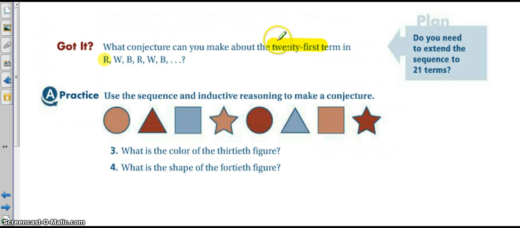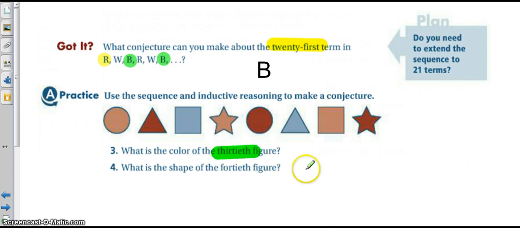So take a second to think about that. What you really want to pay attention to is, since that 21st term, 21, is divisible by 3, you want to look at the other terms divisible by 3. So third term is divisible by 3, the sixth term is divisible by 3. So what we see is that every third term is a B. So since 21st would be a third term, it's divisible by 3, we know that that term would be a B.